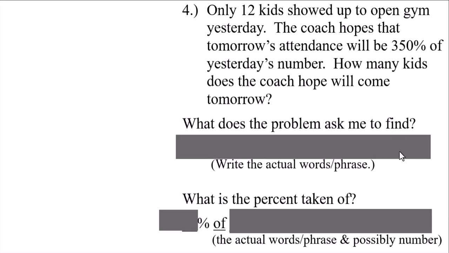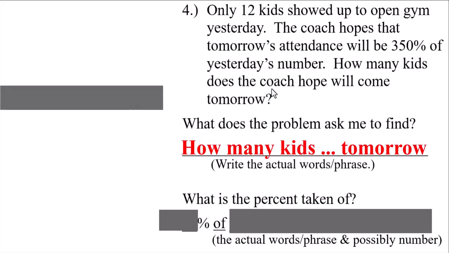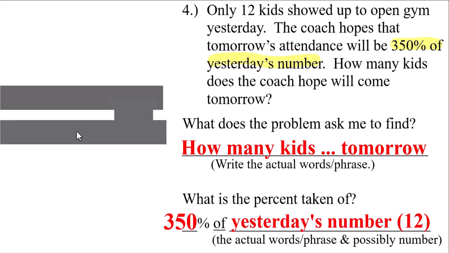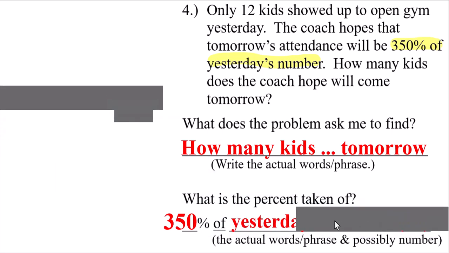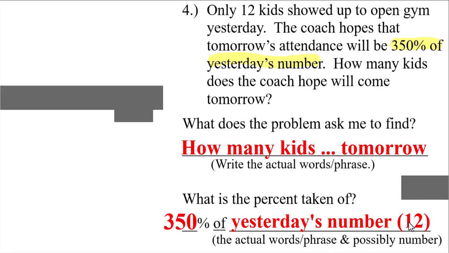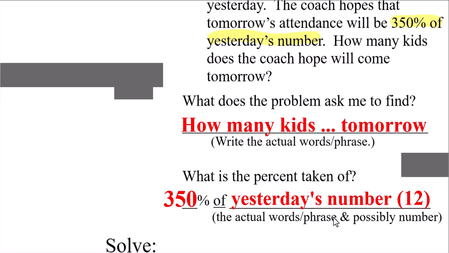All right, number 4. What did the problem ask me to find? It asked me how many kids the coach is hoping is going to come tomorrow. What is the percent taken of? Well, right up here, let me highlight. It says 350% of yesterday's number. So that's what you should have written down. And, spoiler alert, we know yesterday's number. It told you in the very first sentence, 12 kids showed up to the gym yesterday. So yesterday's number was 12. So that's why I put here in parentheses that you're going to write the actual words of the phrase, which we've been doing, but sometimes you can figure out what that number actually is.